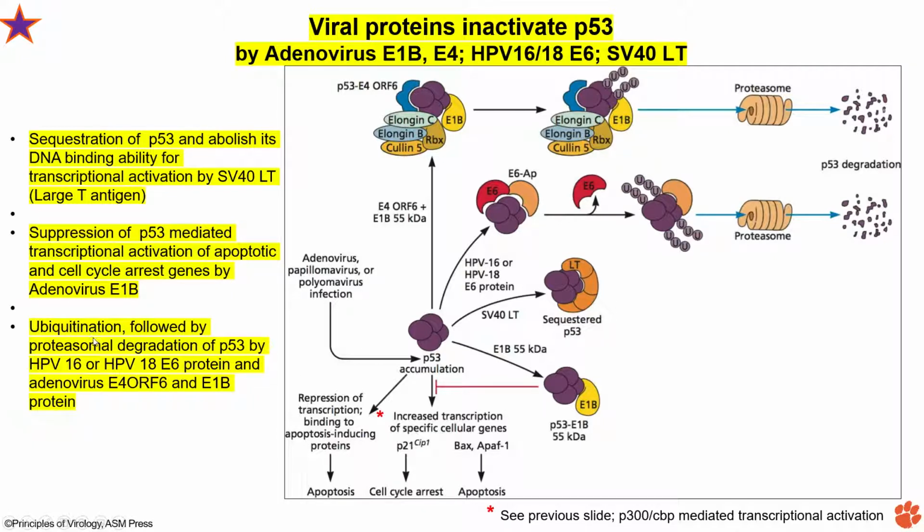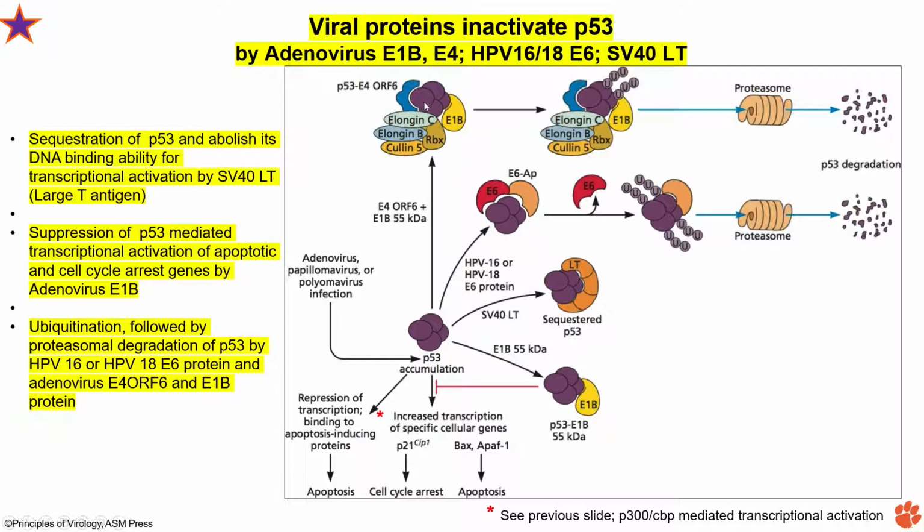And the next one is the ubiquitination followed by proteasomal degradation of p53 by HPV16 or HPV18 E6 protein and adenovirus E4 ORF and E1B protein. So again, the names will be given to you. It's the function that is important. So what we are looking at here is adenovirus E4 ORF6 and E1B. Here we are looking at HPV16 or HPV18 E6.